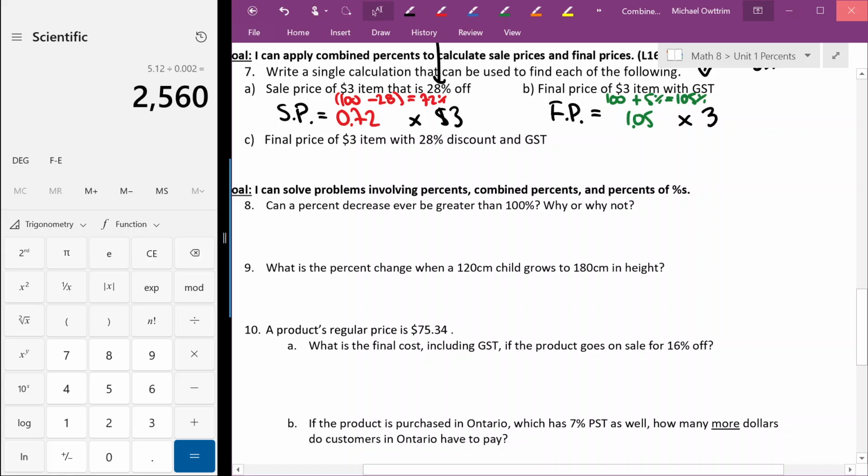Now, if we want to do both of those together, we're just going to combine them. And since our final price is a percent of the sale price, we'll go ahead and multiply those together. So our final price will be equal to 1.05 to take care of my GST, of my 0.72 to take care of my discount, of my regular price of $3.